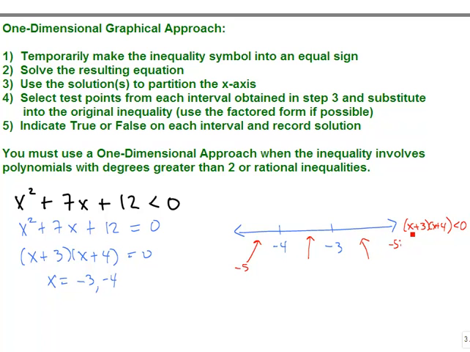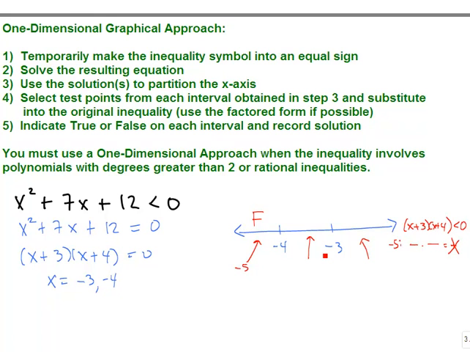So -5 plus 3 would be negative. -5 plus 4 would also be negative. Two negatives multiplied together become positive. Is that less than 0? No. So we're going to write a little false up above that interval, because any number in that interval is always going to give me a positive answer, and that's not what we want. We want to be less than 0, which means negative.